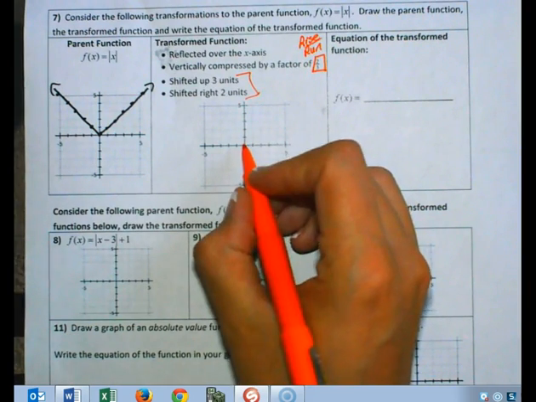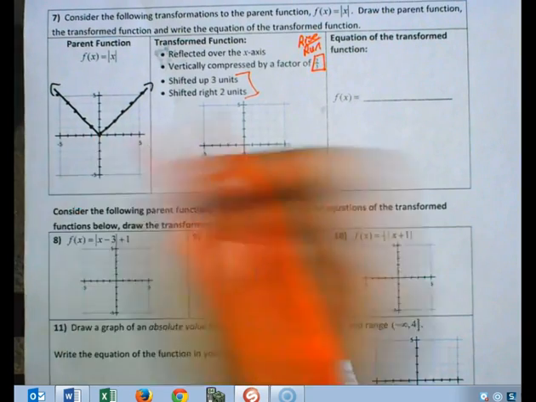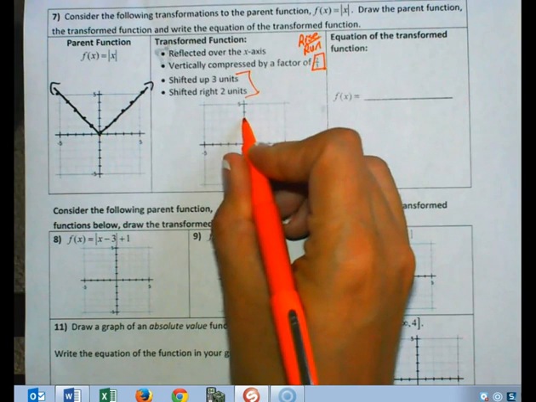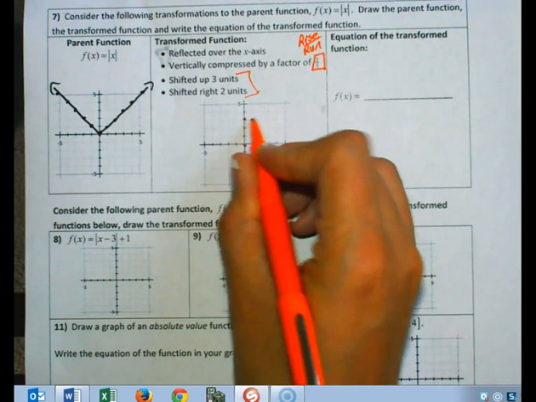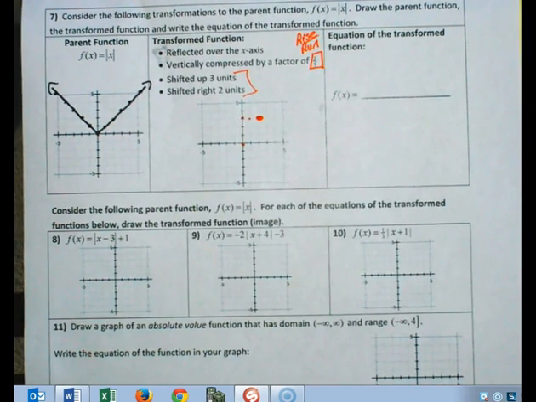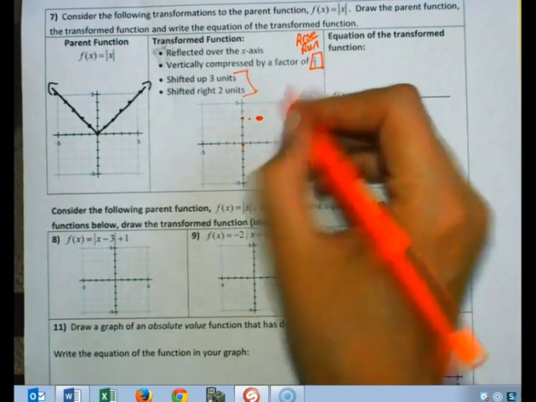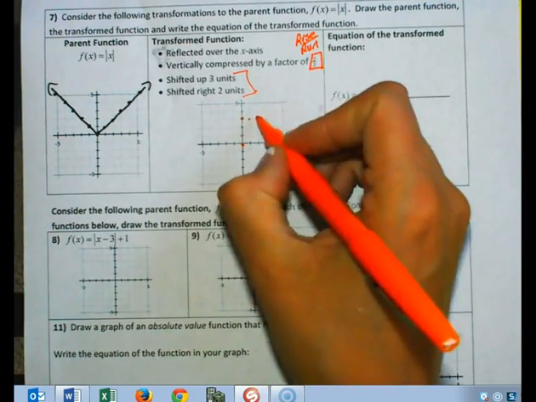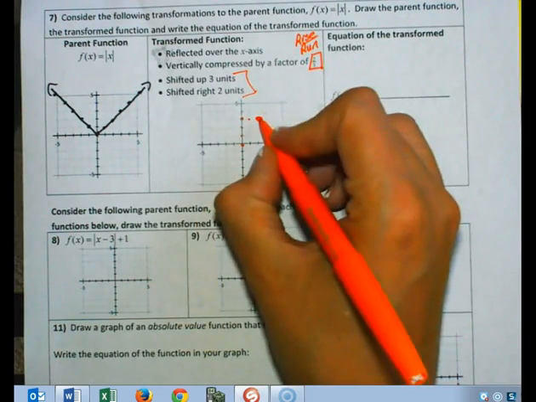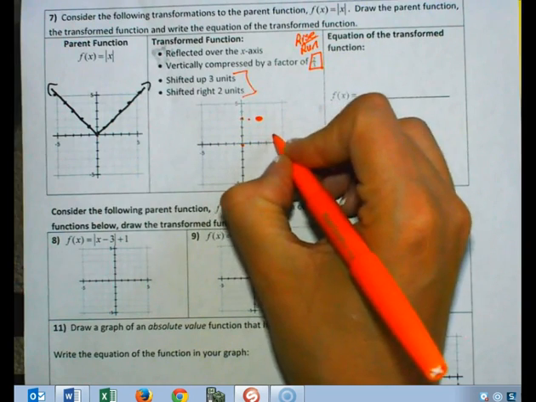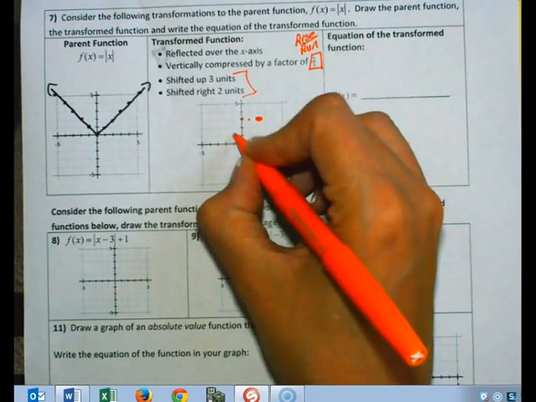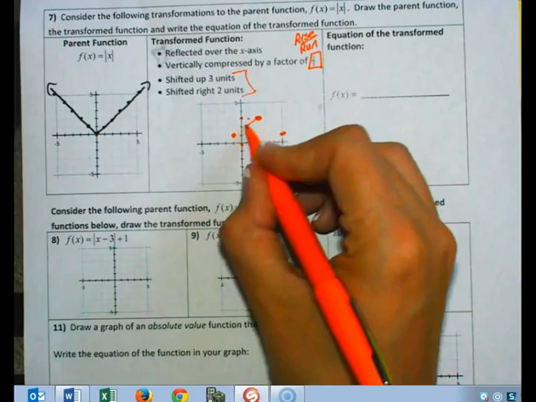Okay. All right. So I know that I'm starting at the origin because that's where my parent function starts, and I'm going to shift up 3, 1, 2, 3, and I'm going to go to the right 2, 1, 2. So that's my new vertex. Now I know that I'm flipping down, so I'm going to go down. So instead of up 2 over 3, because I'm going down, I need to go down 2 over 3, because of that reflection over the x-axis.